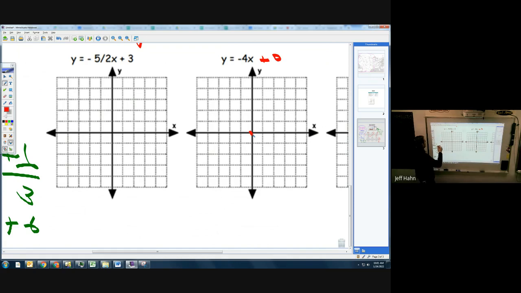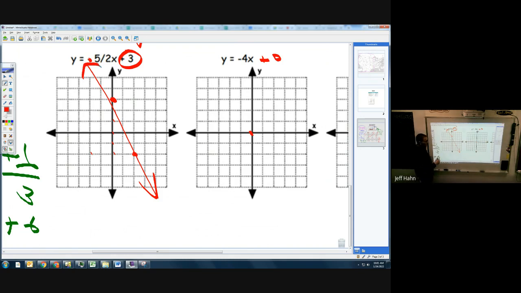Anyways, here's the look, ladies and gentlemen. You should have put a dot at +3, which is right here. And again, don't get upset that you can't go up, because you can always go down from there. It's going to go down 5 over 2, 1, 2, 3, 4, 5, 2 this way. It has to be a negative slope, so it's right there, and your line would look like that.